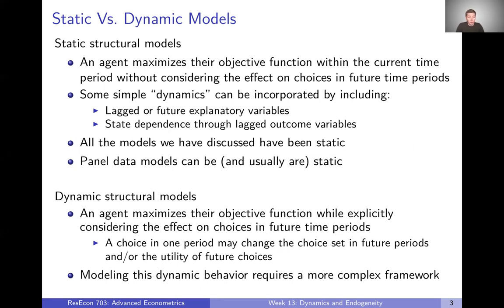We're going to contrast that with what we're going to call a fully dynamic structural model, where the agent is going to maximize their objective function while explicitly considering the effect that their choice in the current time period will have on choices in future time periods. What we mean by this is that a choice in one time period may actually change the choice set in future time periods, or the utility of future choices. And we want to represent that when we think about what the agent is going to choose in the current time period. And modeling that is going to require a more complex framework.